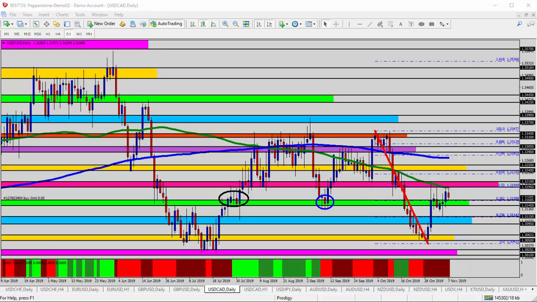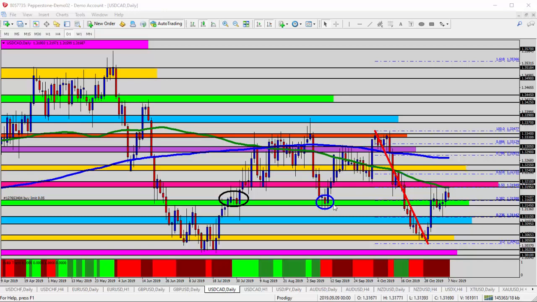Today we're looking at the USDCAD, the US dollar versus the Canadian dollar, for today's trade analysis. Looking here at the daily time frame, a couple things to look at in the past. Green shaded area towards the bottom of the chart: 1.3145, 1.3160 is the green zone.